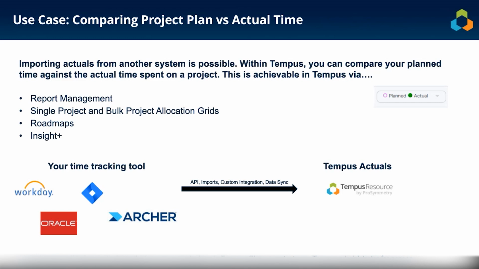Down at the bottom here, on the left-hand side, there are a few time tracking tools that you may be familiar with. If you are using any of those, you can import those in a variety of ways. So you can do it through the API. We've got import files, custom integrations, as well as the data sync area within your admin settings. All of those would then flow into your Tempus actuals.